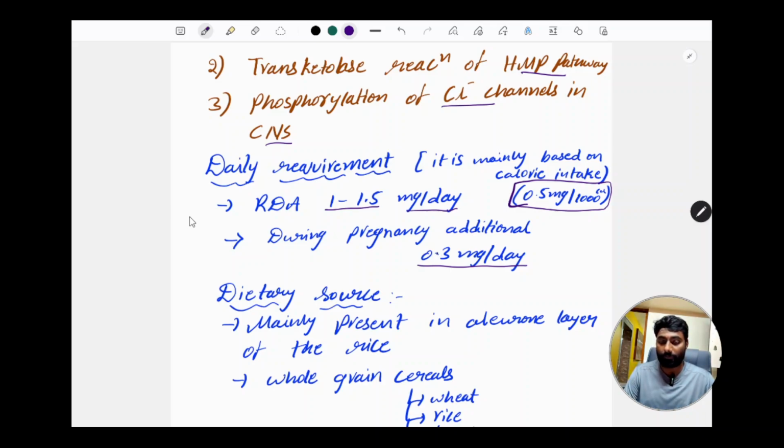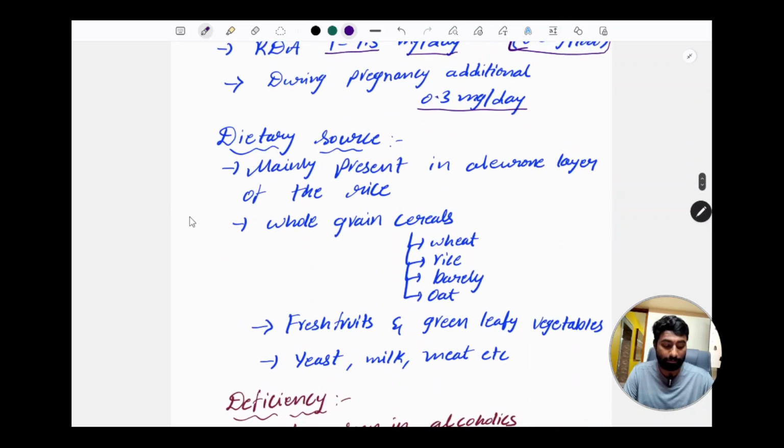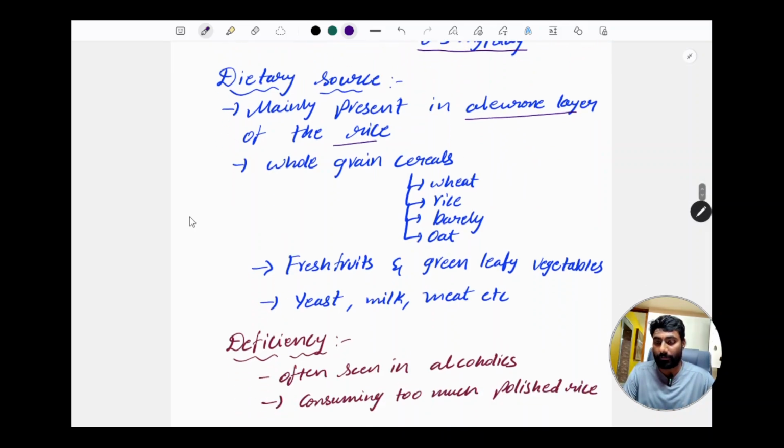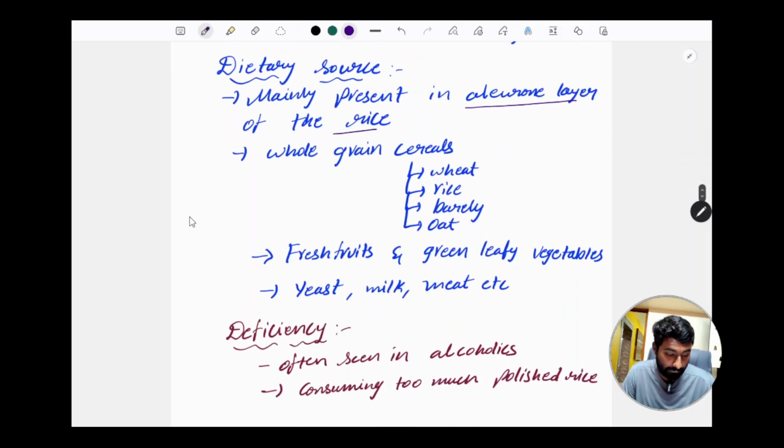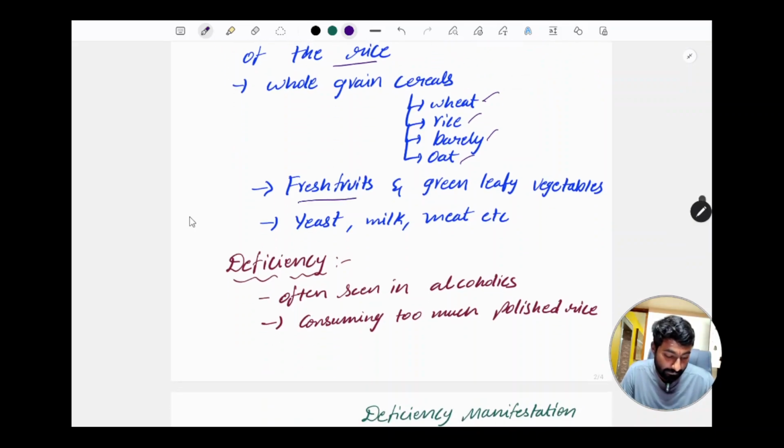If you see the dietary source, mainly it is present in the aleurone layer of the rice, and it is also present in other cereals like wheat, rice, barley, oat, and it is also present in fresh fruits, green leafy vegetables, yeast, milk, meat, etc.